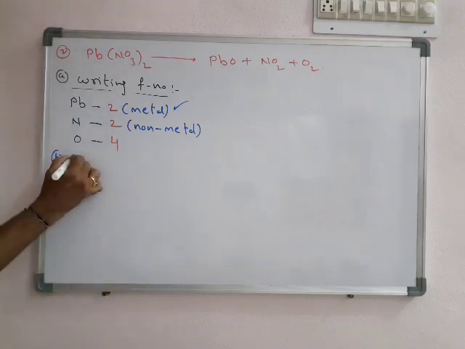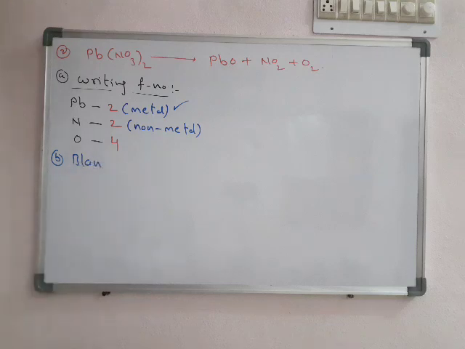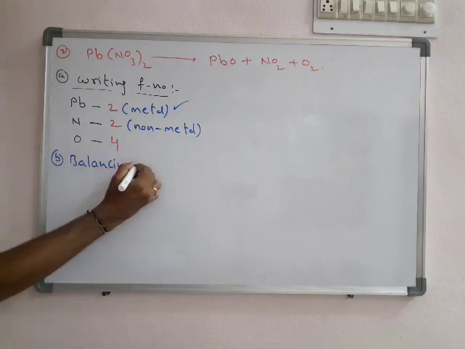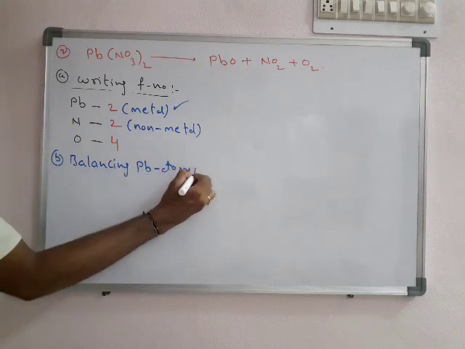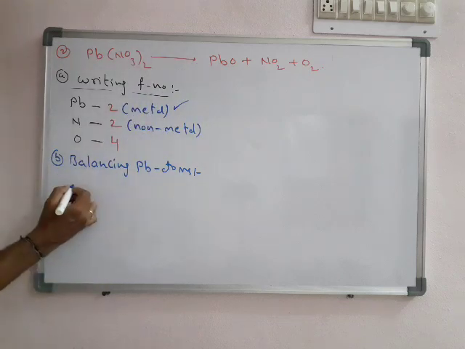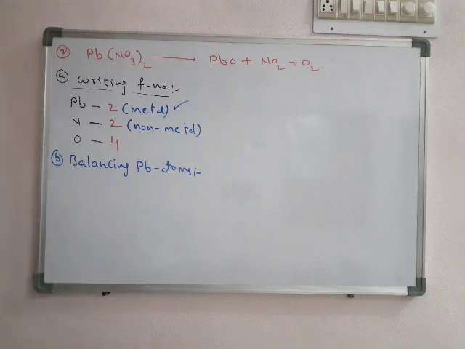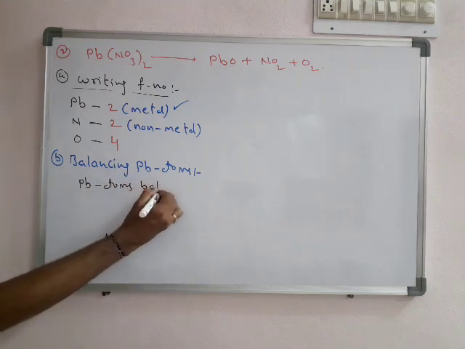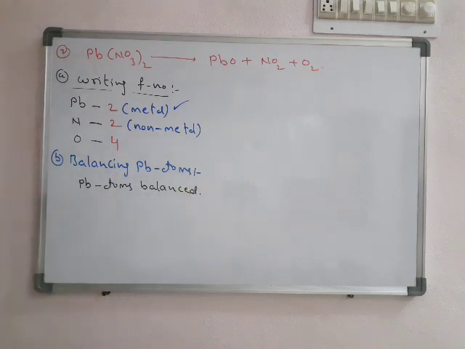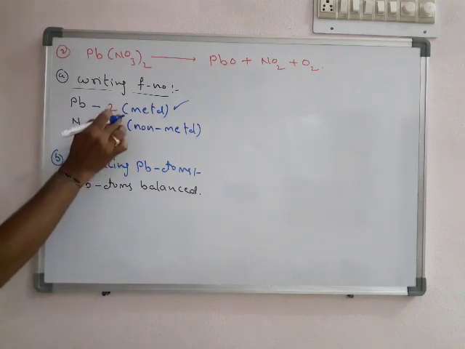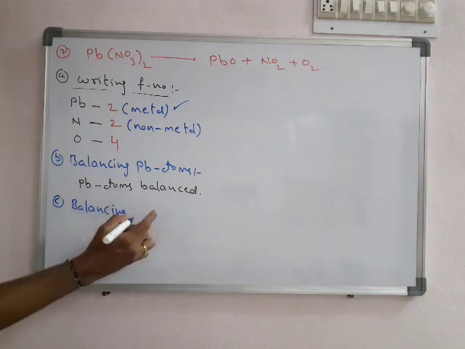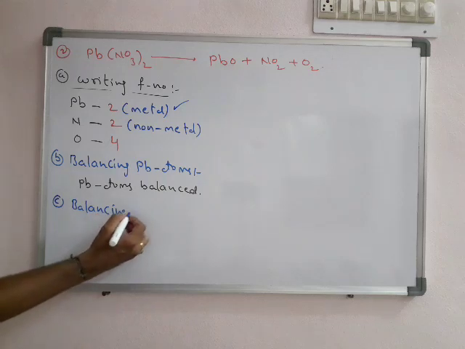So what is the second step? Balancing lead atoms. I think they are already balanced. One lead, so it is already balanced. But we need to check all the atoms. Lead atoms balanced. So what is next? We need to balance the nitrogens. Second choice, metal first, then non-metals. If two metals are present, we need to choose by atomic number. Now balancing nitrogen atoms.